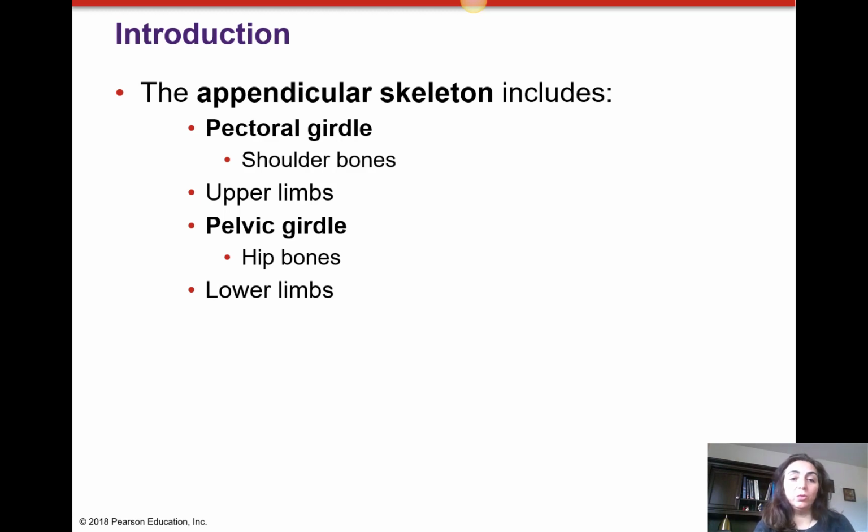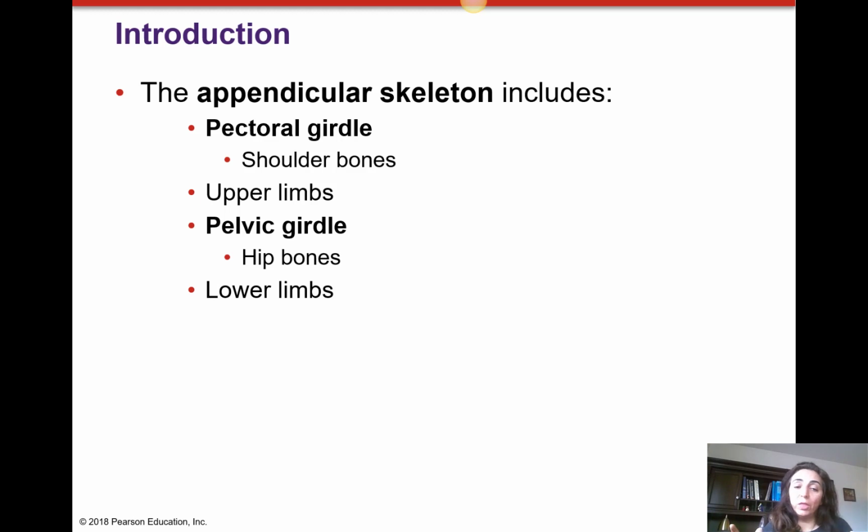Appendicular skeleton includes the pectoral girdle that includes the shoulder bones and also the upper limb. So that's related to the upper extremity. Upper limb, sometimes they call it free upper limbs or just upper limb or upper extremities. And the pectoral girdle is the part, the shoulder, that attaches the free part of upper limb to the axial skeleton. Then we have pelvic girdle, that is the hip bones.